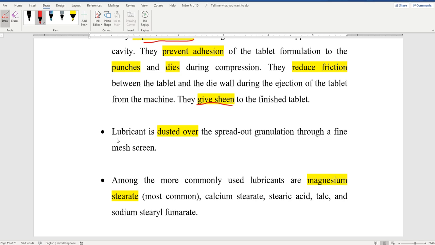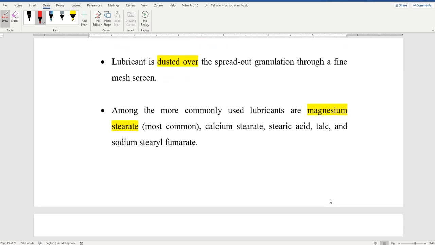Don't forget that lubricants are added in very small quantity, usually less than 1%. Okay? And you know that when you mix something very small with something very large, you need geometric dilution to have a uniform mixture. We don't do this. We don't really need to have a uniform mixture in this case. Among the commonly used lubricants, we have magnesium stearate, calcium stearate, stearic acid, talc, sodium stearyl fumarate. Remember, this one is a hydrophilic lubricant. If you go back to capsules, you will see this name.